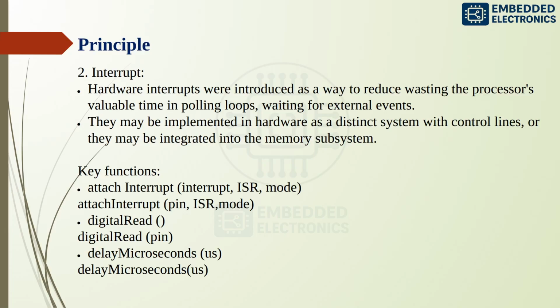The modes are: LOW, when the pin is low; CHANGE, when the pin value changes; RISING, low to high; and FALLING, high to low. It is used to respond quickly without continuously checking the pin. And next is digitalRead. It is used to read the value of a digital pin. It returns HIGH or LOW, and it is used to check if the button is pressed or not.